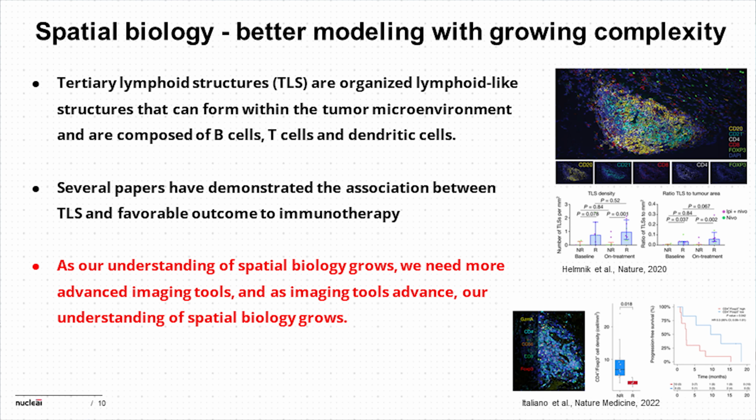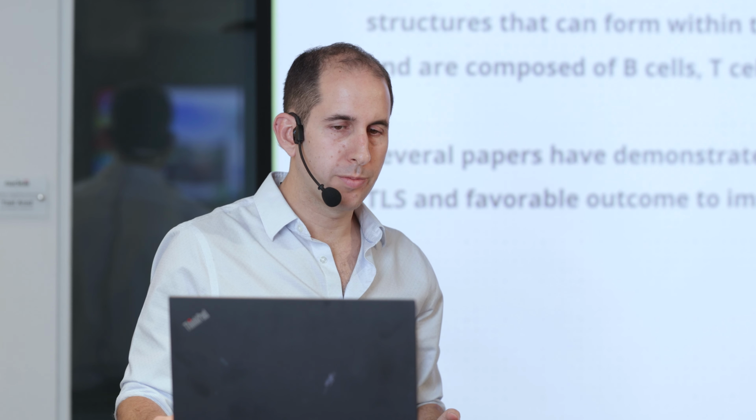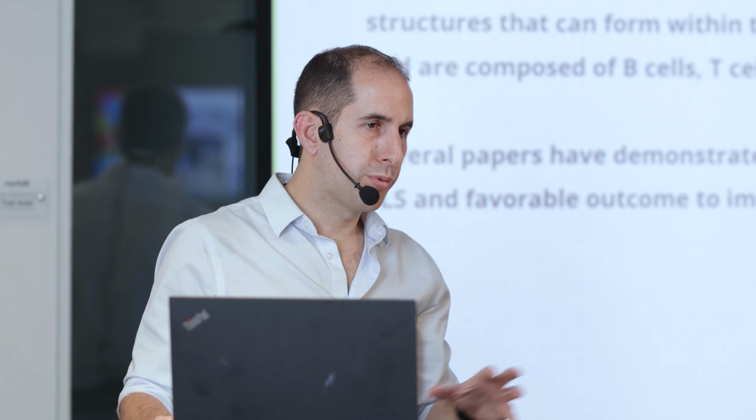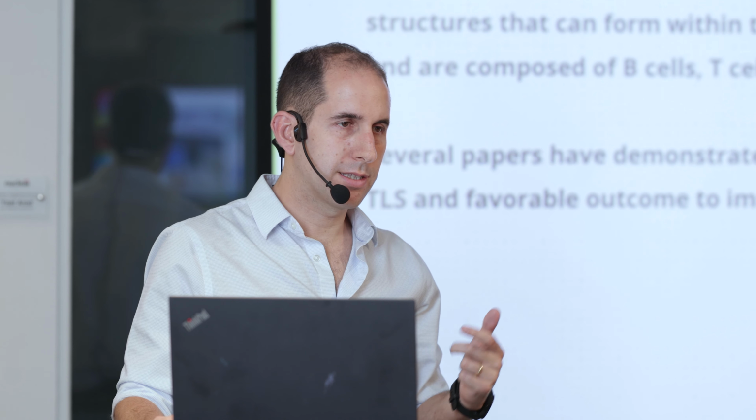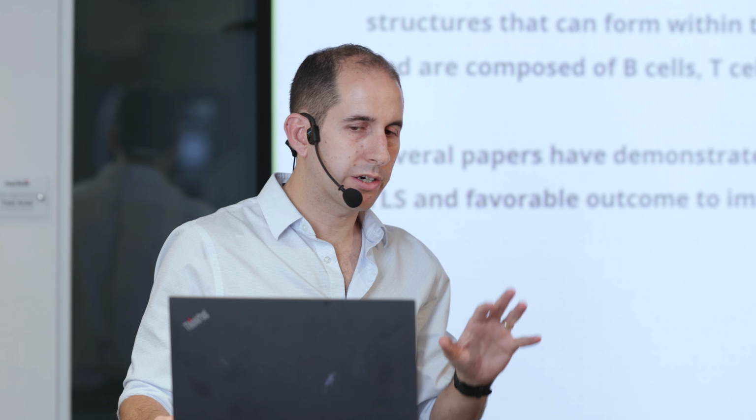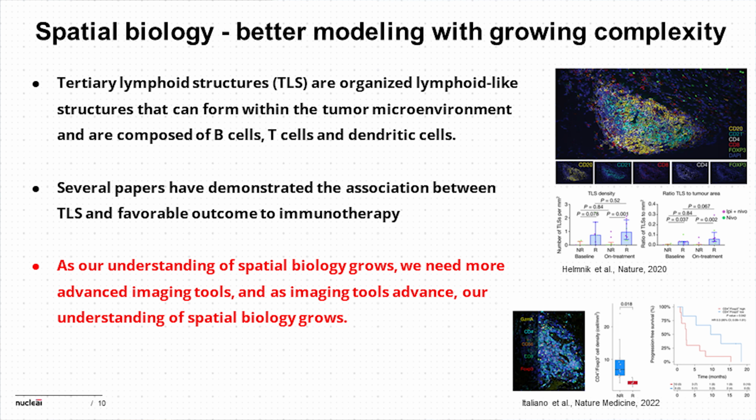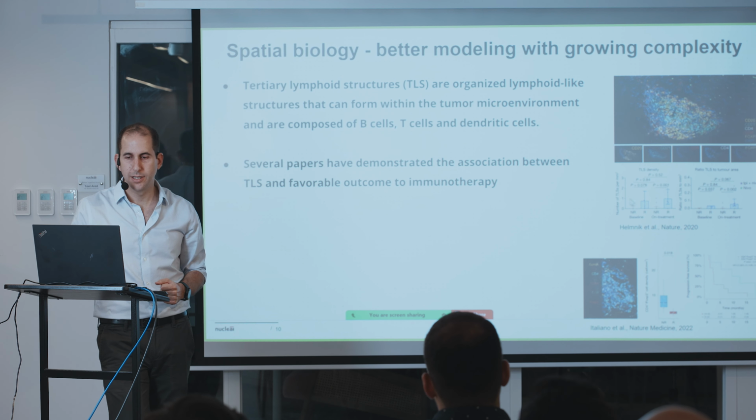And as our understanding of the tumor immunology grew, we also found more complex biomarkers. For example, tertiary lymphoid structures. Tertiary lymphoid structures are organized lymphoid-like structures that can form within the tumor microenvironment and are composed of B cells, T cells, and dendritic cells in a specific architecture. So now, in order to identify them, one marker is not enough. We'd need at least a B cell marker, a T cell marker, and a dendritic cell marker, and usually also a tumor marker to see whether the TLS is in proximity or not to the tumor cells.